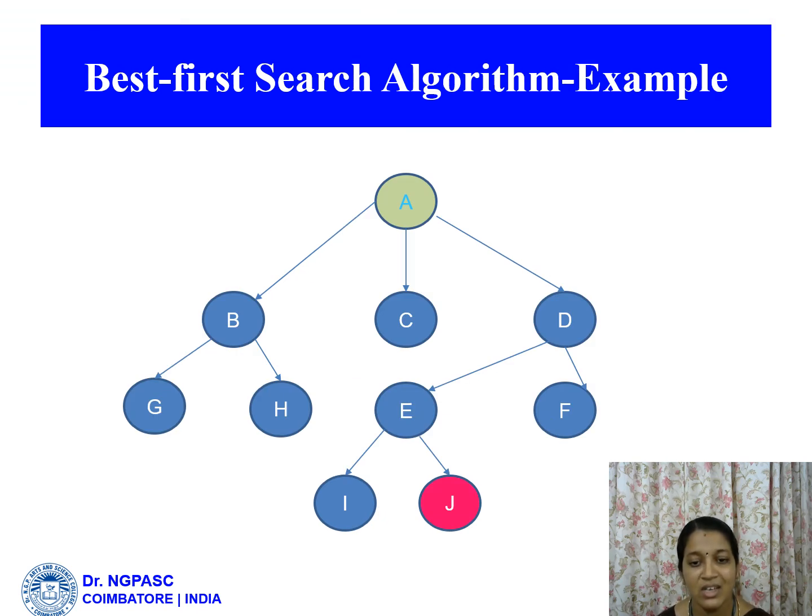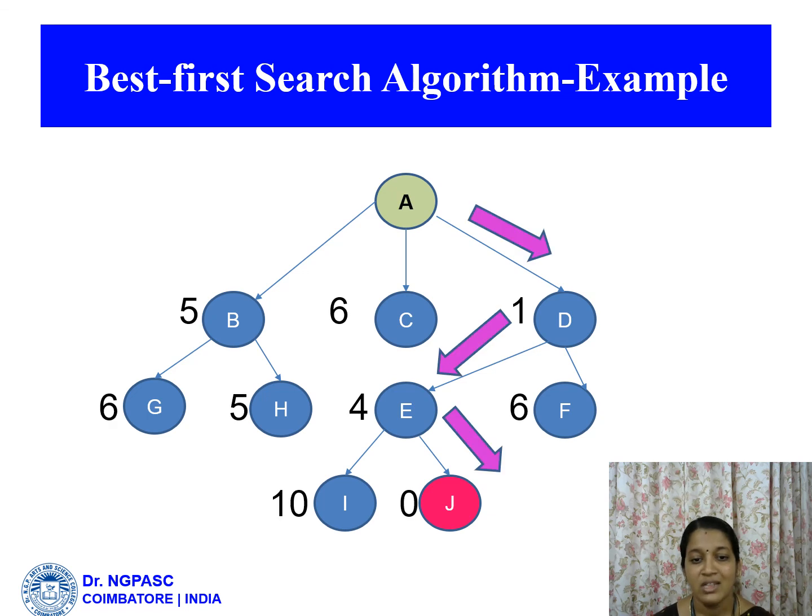I have given here a tree with starting node A, and my goal node is J. I have shown all the nodes which are connected. Here I didn't specify any values for these nodes. Next slide. Here I have given a value for each and every node.